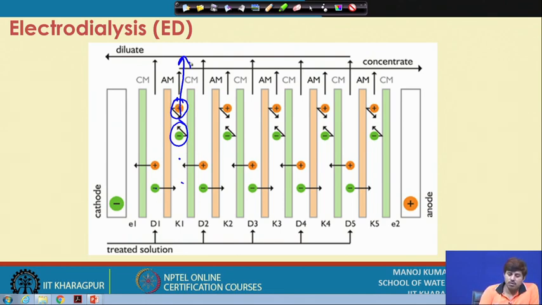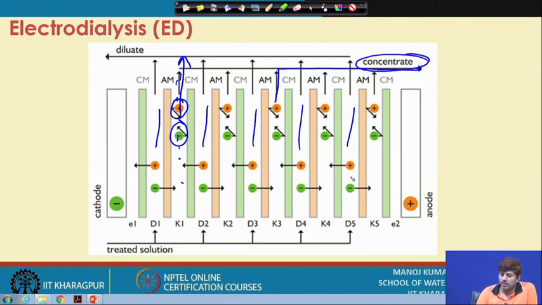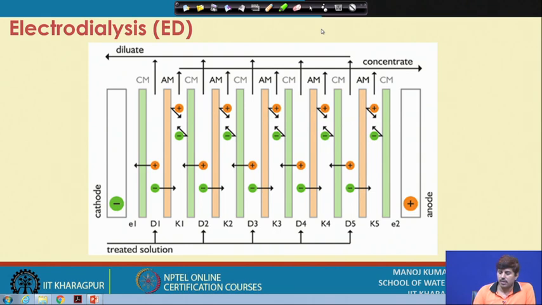So, the flow that you get from here becomes your reject, okay, and the flow which you are getting from this becomes your clear water. So, the flow coming in here goes to the concentrate. So, this is reject or concentrate, whereas since the anions and cations have passed to these alternate channels, this is your diluted water or permeate water, or treated water. So, this is the concept of working of the electrodialysis step.